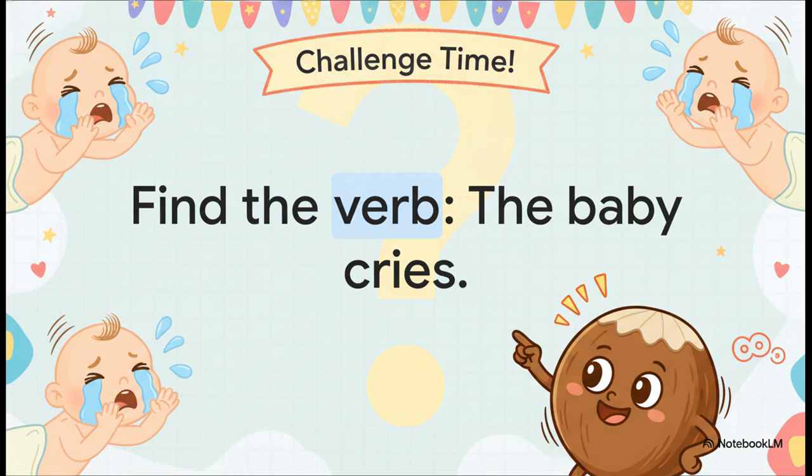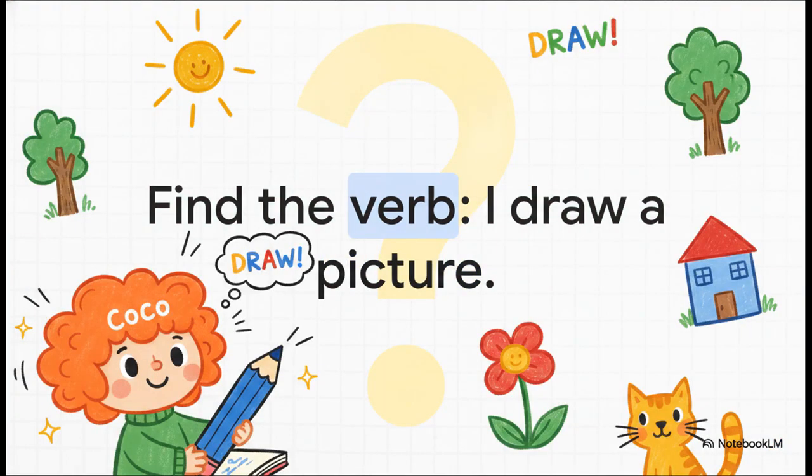Okay, you did so well there that it's time to level up. Challenge time. No multiple choices here, you're flying solo. Find the verb in this sentence. The baby cries. Look really close. What action is happening? Tell me. Yes, cries. The baby cries. You found it.